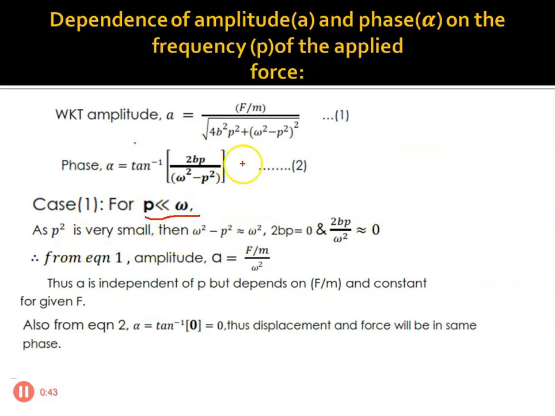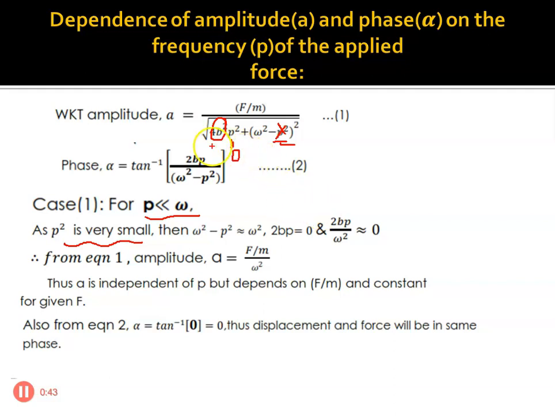When P is less than omega, we consider P very small, so the second term I am going to omit. As P square is very small, that part becomes 0, so omega square minus P square is equal to omega square. In the 2 BP term, the resistance we assume to be very small, almost 0, so that part is also 0. P is also a very small quantity, so 2 BP by omega square is approximately 0.